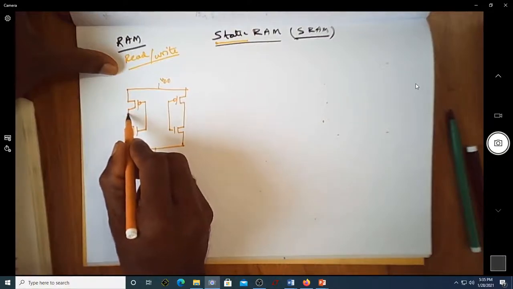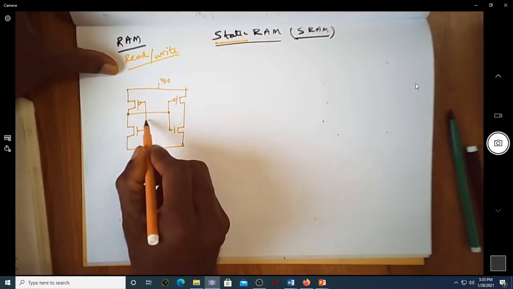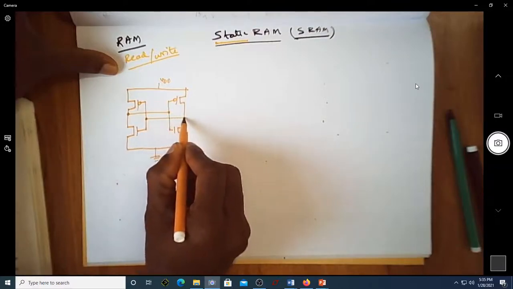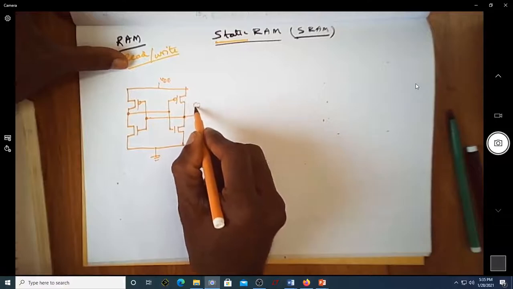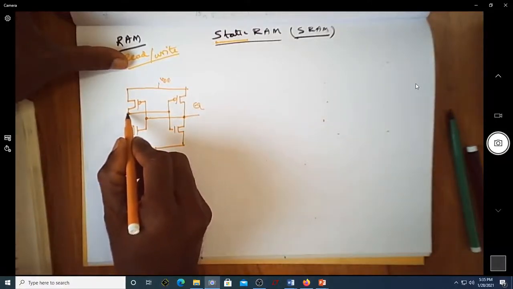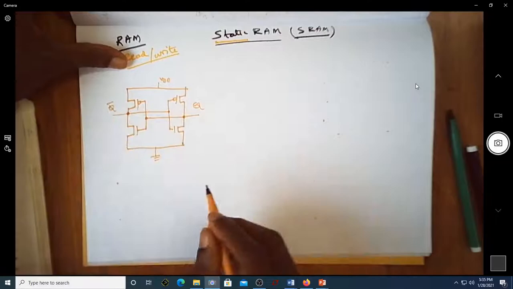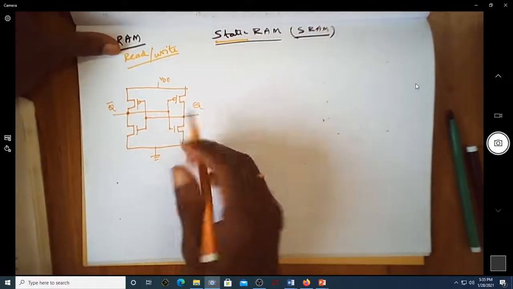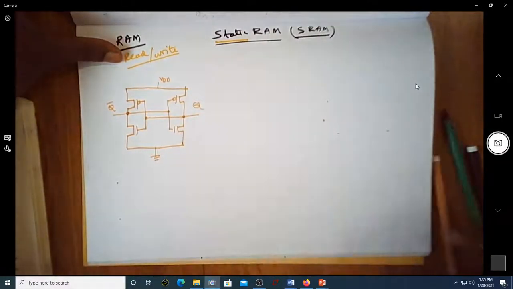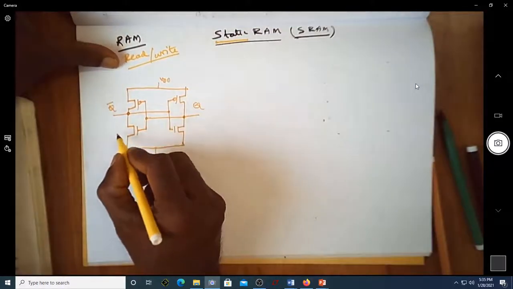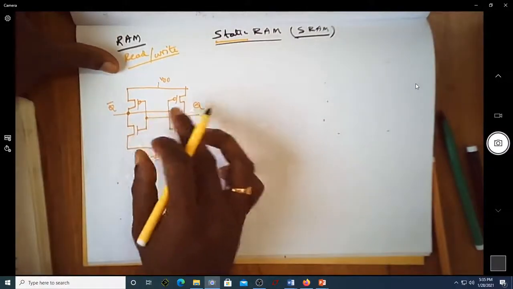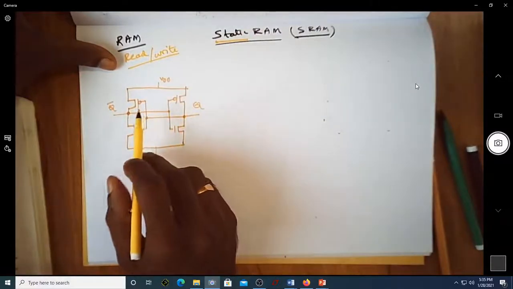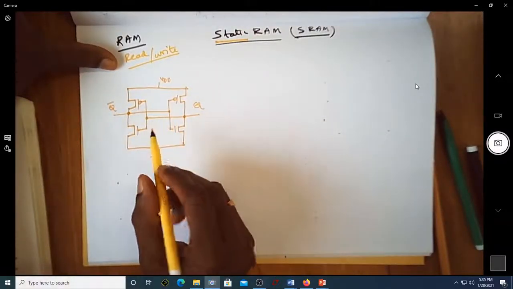This output is connected to the gate of this inverter, and this is connected to this. Now if you write this as Q, then naturally this will be Q bar. So this is basically an SR flip-flop. In an SR flip-flop, you also have set and reset inputs as well as the clock. So the basic structure for a static RAM is back-to-back connected inverters.